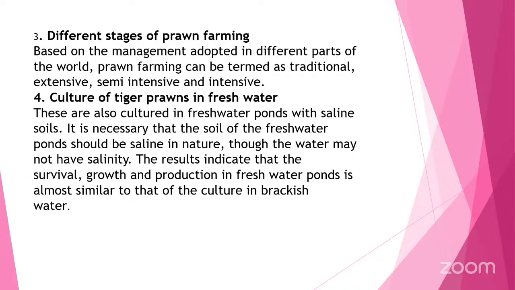Then, culture of tiger prawns in freshwater. These are also cultured in freshwater ponds with saline soils. It is necessary that the soil of the freshwater ponds should be saline in nature, though the water may not have salinity. The results indicate that the survival, growth, and production in freshwater ponds is almost similar to that of the culture in brackish water.